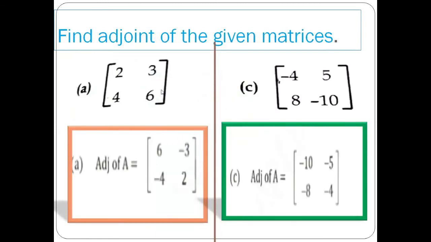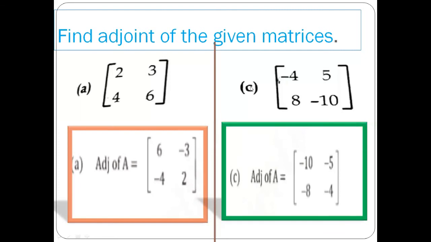Now these are two examples from your book. Find the adjoint of the given matrix 2, 3, 4, 6. How will you find its adjoint? You will find it by interchanging the places of the leading diagonal. This 2, 6 will become 6, 2. First you will write 6, then you will write 2. And change the sign of the non-leading diagonal elements. So this is plus 3, it will convert into minus 3. This is plus 4 and it will convert into minus 4.